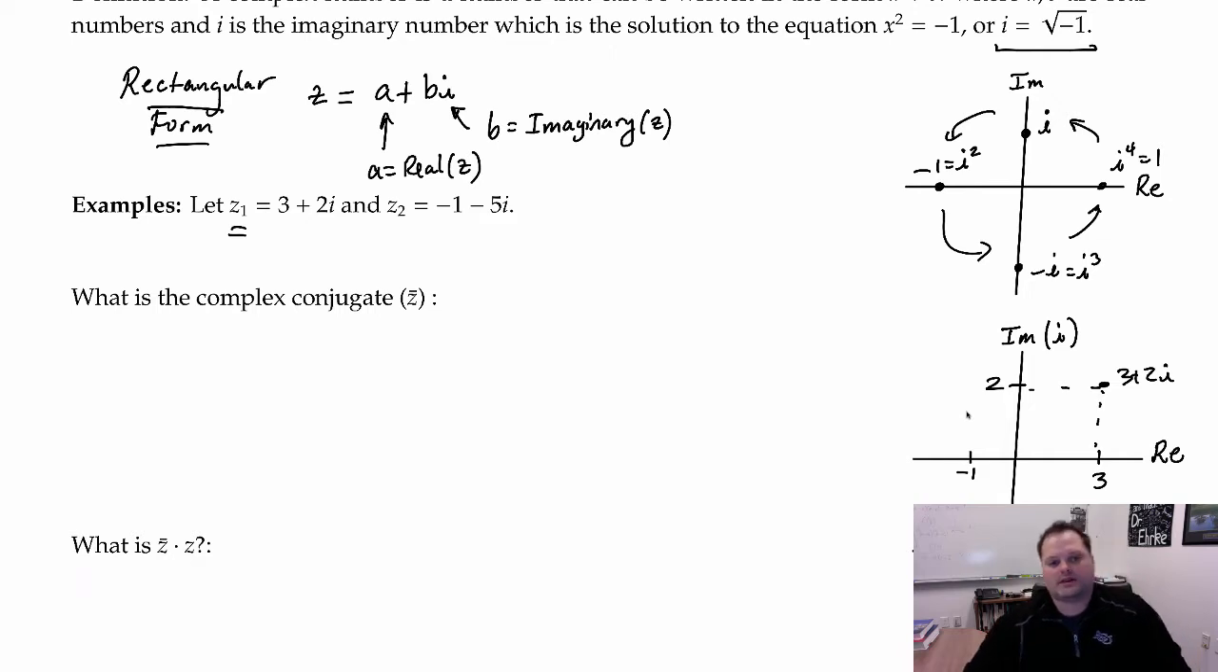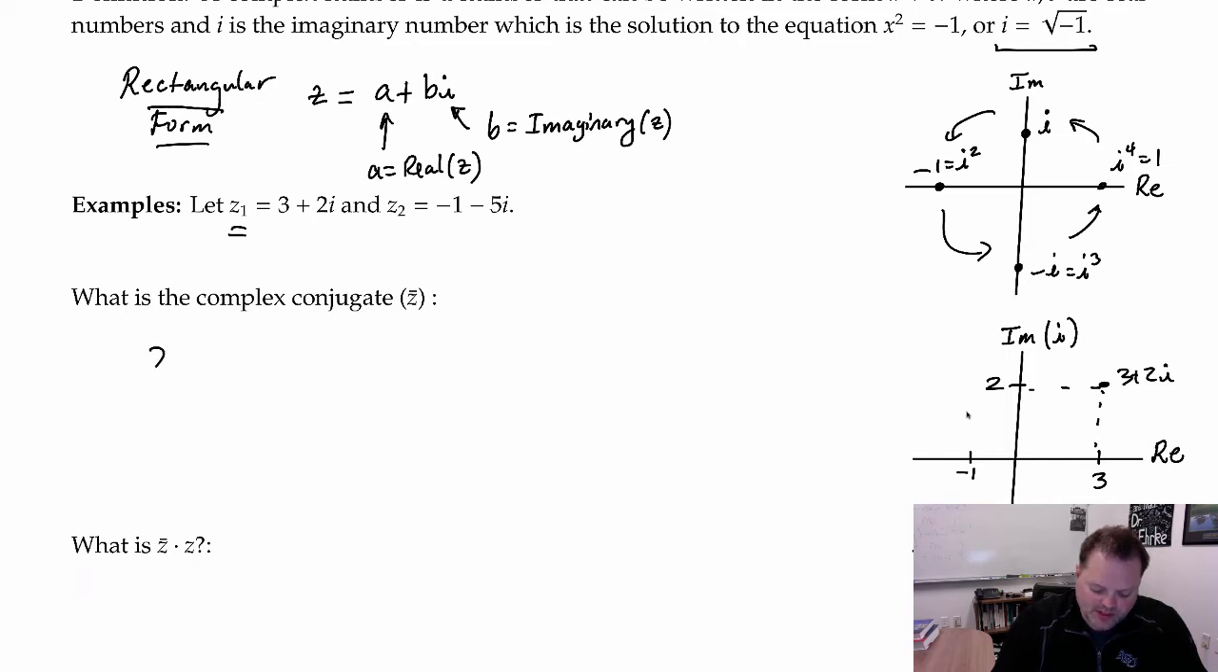So this is called a rectangular form of a complex number. We're going to talk about another form of a complex number known as a polar form today, but this is what you are probably most familiar with already. So what is the complex conjugate of a complex number?